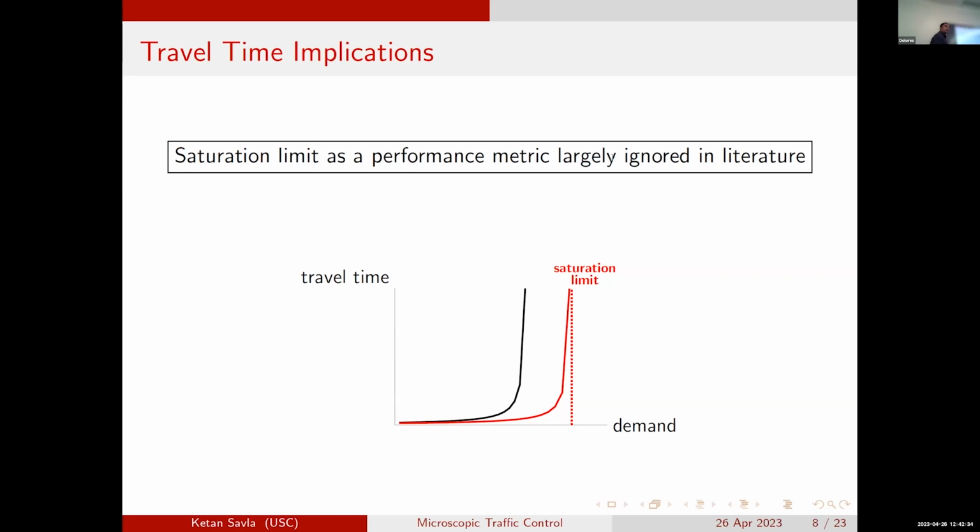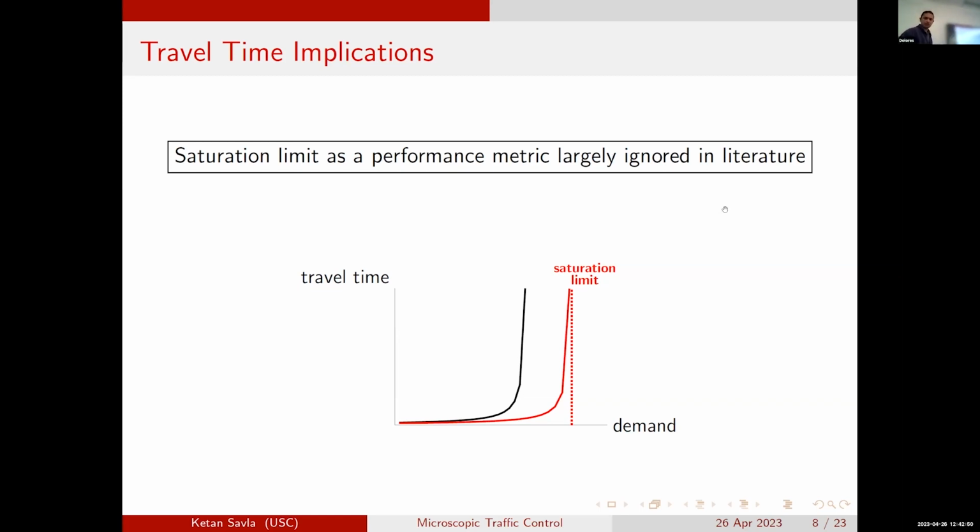Okay. So I realize I'm not where I would have expected to be in my presentation, but that's okay. The key was to make sure this concept of saturation limit is conveyed, because that's something that's kind of new.